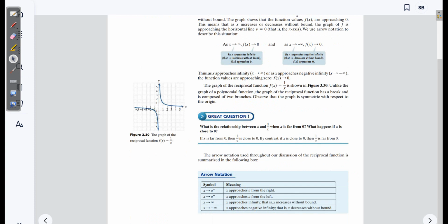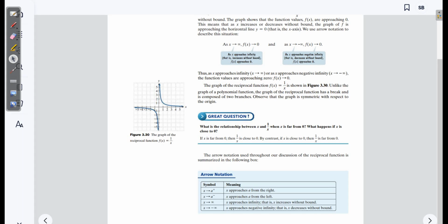Alrighty, so let's talk about some notation real quick. Okay, so this is some arrow notation. You've probably seen it before, and honestly, even if you haven't, you can probably kind of put two and two together. In every one of these cases, we have x pointing towards something. That pointing means that we're approaching. That means x is going towards something.